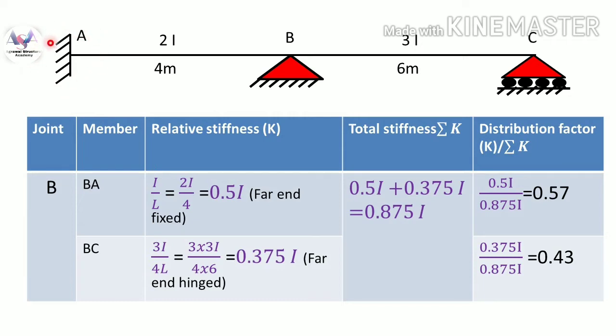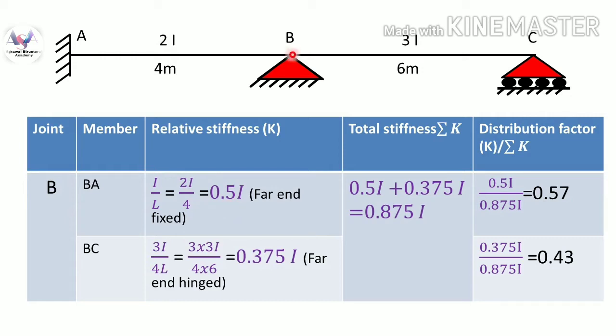So in that case, if the far end is fixed, we have seen that the relative stiffness is equal to I by L. So here I is equal to 2I. So put here 2I, L is equal to 4. So that is equal to 0.5I.